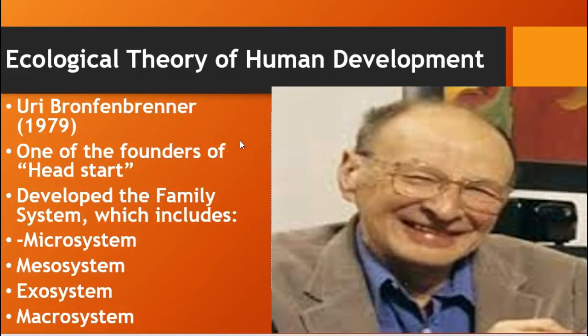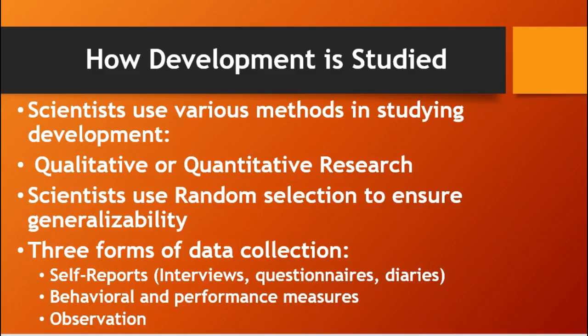And we will also talk about another developmental theorist, Urie Bronfenbrenner, in 1979, who was one of the founders of Head Start. He developed family systems where he said that there are different systems within a family that children fit in: the microsystem, the mesosystem, the exosystem, and the macrosystem. We will not focus in great depth on this, but we will explore each of these terms and systems.